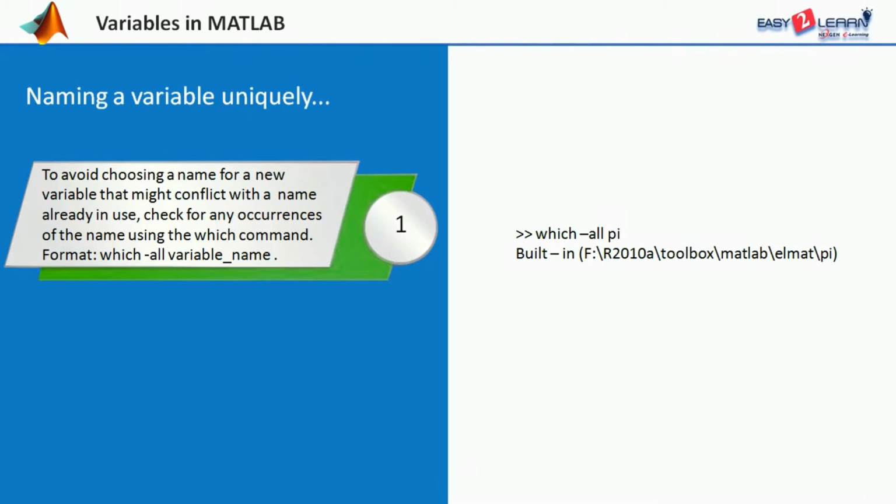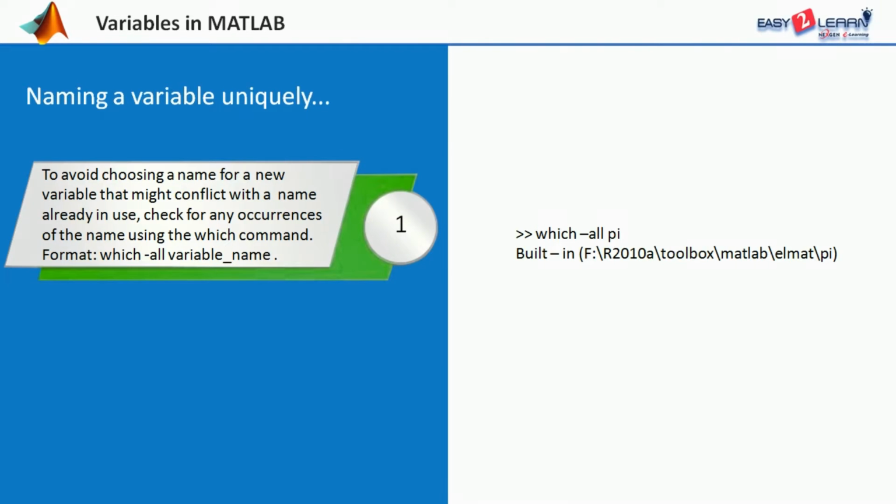Now how to name a variable uniquely? We cannot use the names which are already in use in MATLAB because they might conflict with those names and will display an error in the output. So to avoid choosing a name for a new variable that might conflict with a name already in use, check for any occurrences of the name using the which command. The format for that is which space dash all space variable name.